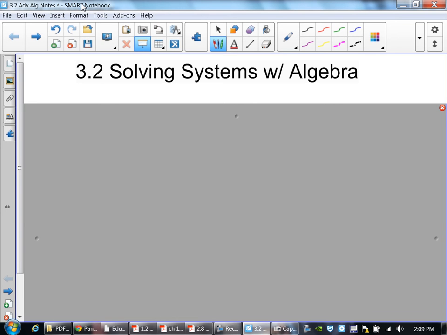Solving systems of equations is something that each and every one of you has done in the past. Last year there were maybe one or two geometry problems where you had to do a system of equations, but more often than not it was back in Algebra 1. So it's been a little bit of time.